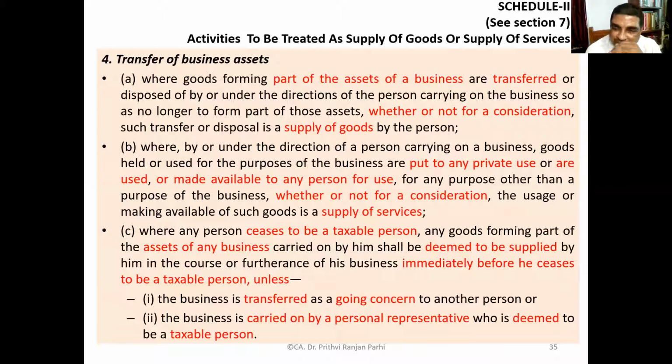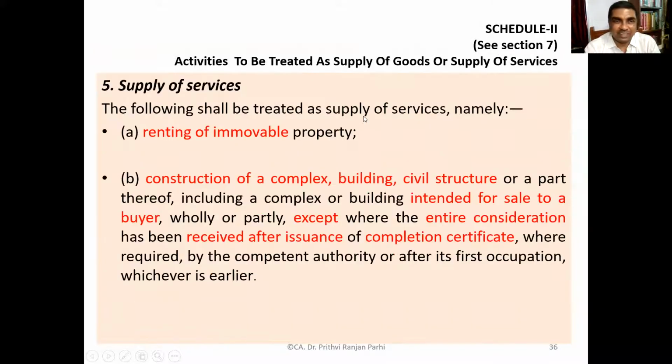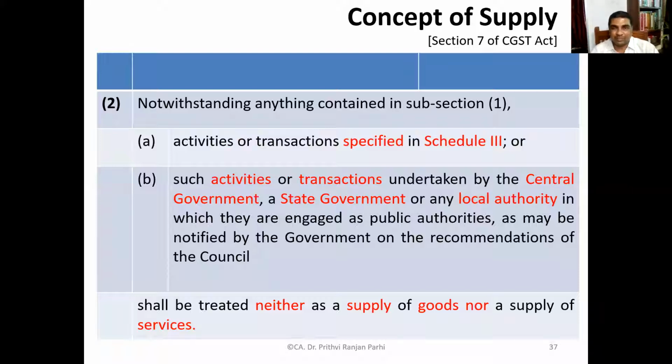Okay. But there are exceptions. The exception is when the business is transferred as a going concern, another person is continuing the business, or it is carried out by the personal representative who is deemed to be the taxable person. That is an exception. Then we know that the renting of immovable property is the supply of services. Construction of complex buildings, civil structures, etc. are the supply of services. This is what we have understood so far.